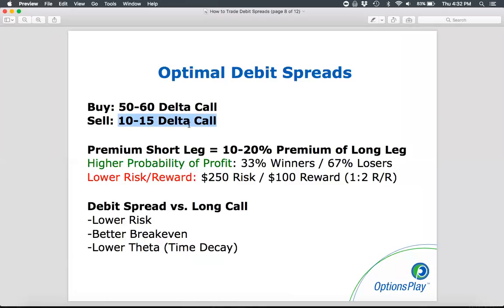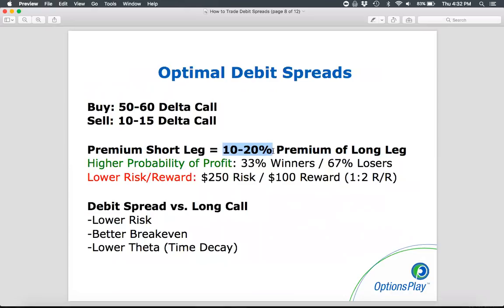And the rule of thumb here is that the premium on the short leg should roughly offset about 10 to 20% of the premium of the long leg. The main component of a debit spread is really buying the 50 to 60 delta call. That's what gives you that directional exposure. The sell leg is really just helping you do a few things. It's helping you lower the risk, because if you're able to decrease the premium of the long leg by 10 to 20%, that's going to decrease your overall risk by 10 to 20%.